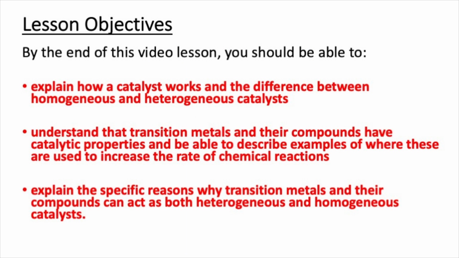By the end of this video lesson, you should be able to explain how a catalyst works and the difference between homogeneous and heterogeneous catalysts. You should understand that transition metals and their compounds have catalytic properties and be able to describe examples of where these are used to increase the rate of chemical reactions. And finally, you should be able to explain the specific reasons why transition metals and their compounds can act as both heterogeneous and homogeneous catalysts.